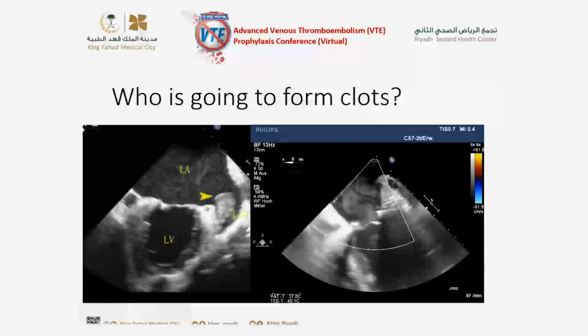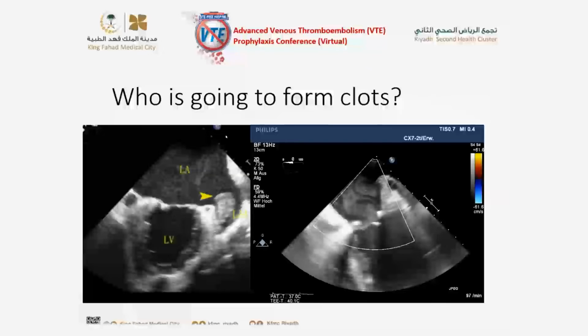However, this is not practical. We cannot do TEEs on everyone to estimate their flow. And if you don't have a smoke sign, that doesn't mean you're not at risk of stroke. If you do have it, this is a high risk for stroke.